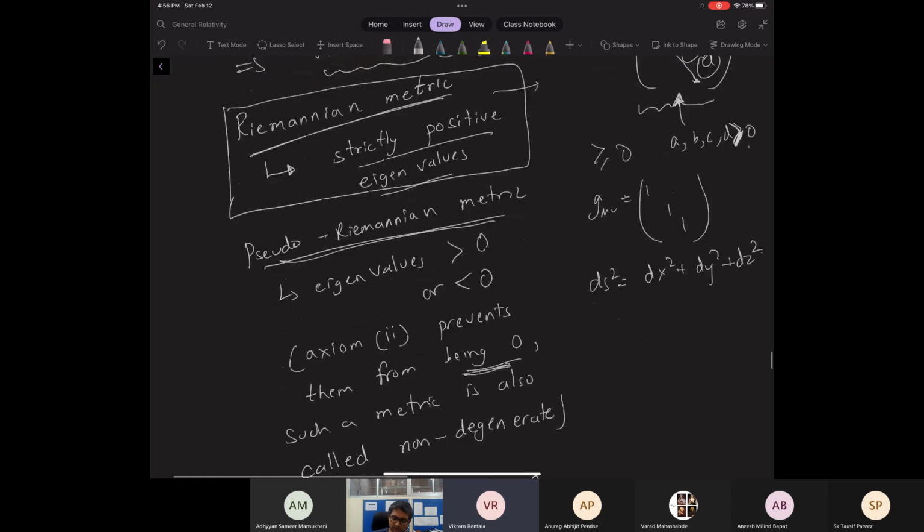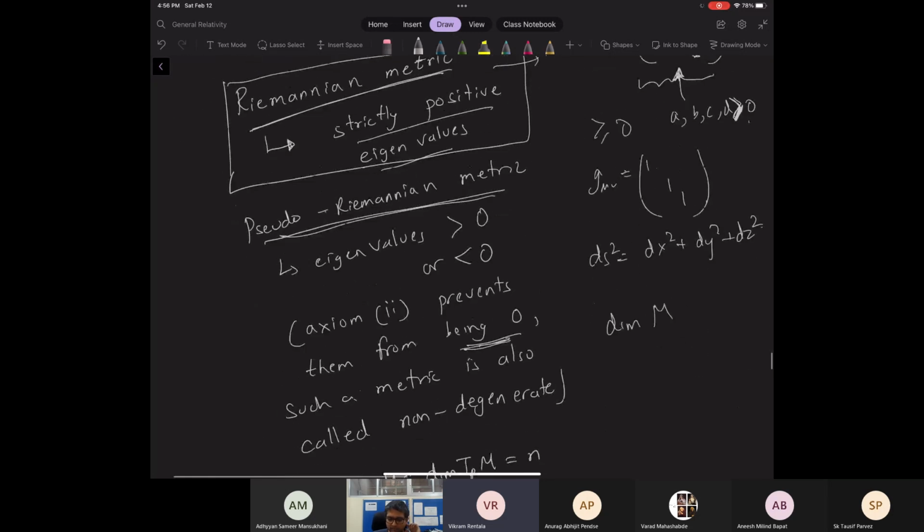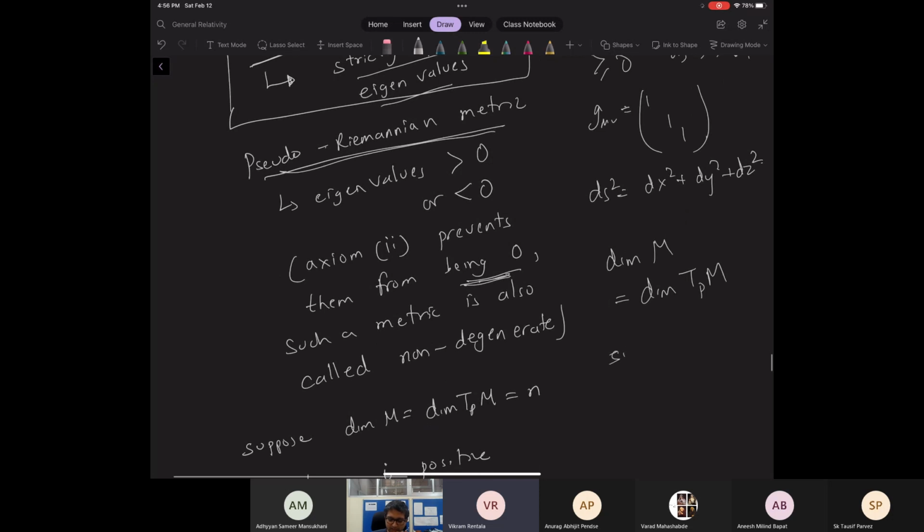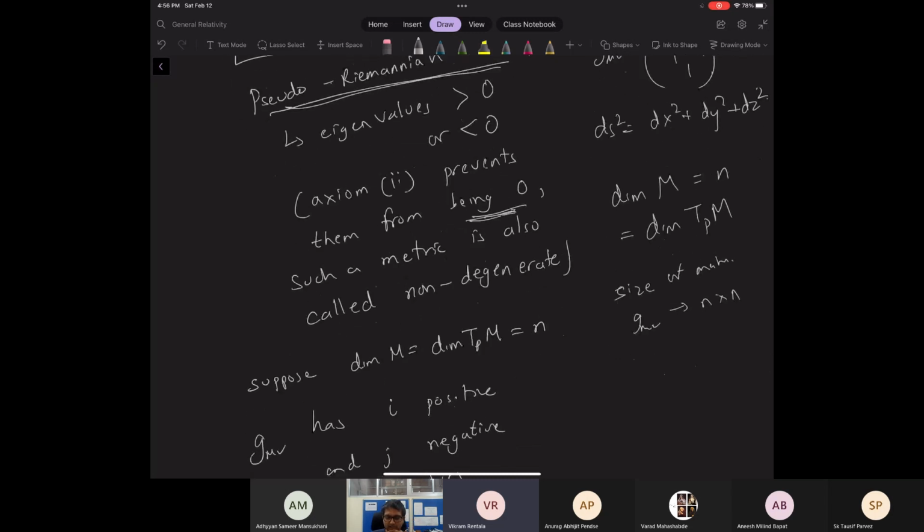Now what we've seen is, first of all, the dimension of the manifold is equal to the dimension of the vector space T_pM, and this must also be the size of the matrix. So this dimension is n. The size of the matrix g mu nu is n by n. As we've discussed, for any tensor of type (r, q), it has n raised to r plus q components. So a 0-2 tensor will have n square components, which is this g mu nu.